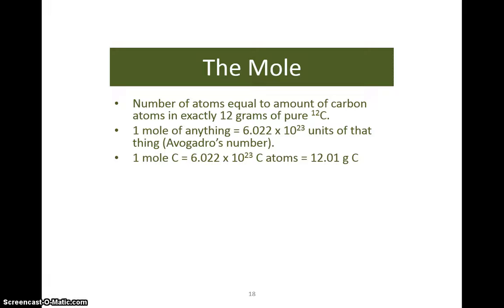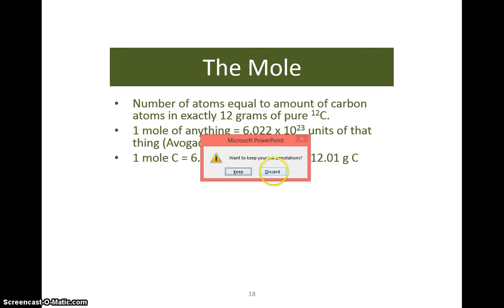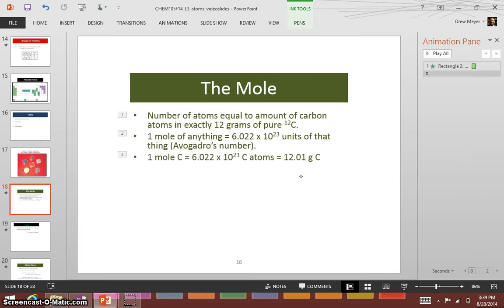So a mole of carbon atoms is going to have 6.022 times 10 to the 23rd carbon atoms, which is a mass of 12.01 grams. That 12.01 grams comes directly off the periodic table. And the reason why it's not 12.00 is because in reality we have isotopes of carbon. So let's just take a second and look at the numbers on the periodic table again real quickly.